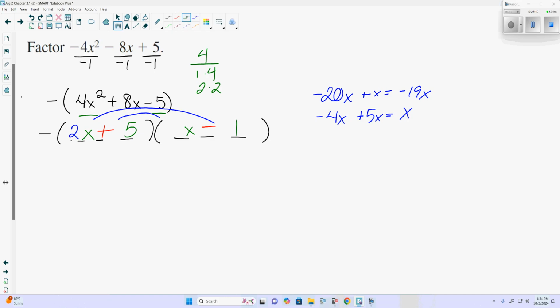Go back to green. 2 and 2. And let's check again. 2x times negative 1 is negative 2x. 5 times 2x is plus 10x, giving us positive 8x. Is that the middle term we wanted? Yes.